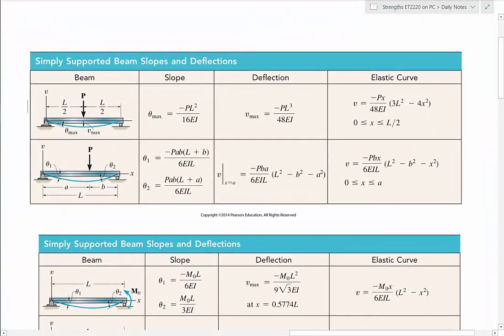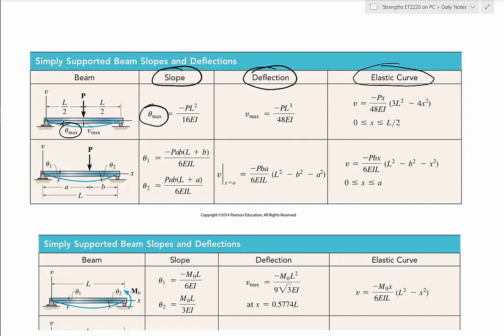Now, to use these tables, you have to be careful because the different columns are important. The first one, slope, we talked about slope, that's your theta. However, notice this is theta max, because theta is constantly changing. The only thing we'd probably care about is theta at the very end. The big issue with this section that I've seen in the past is the difference between deflection and elastic curve. Remember what the elastic curve is: it is an equation for the deflection along the length of the beam. The difference between that and just saying deflection is that deflection is at one particular spot.